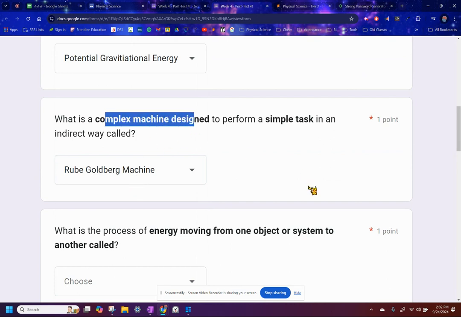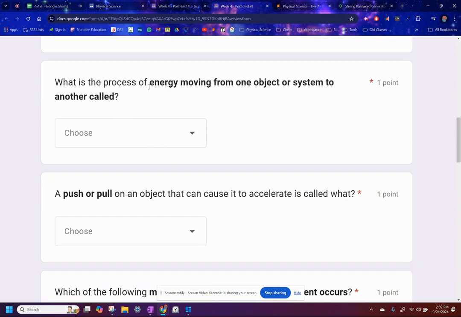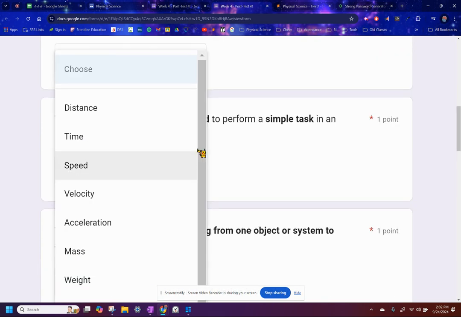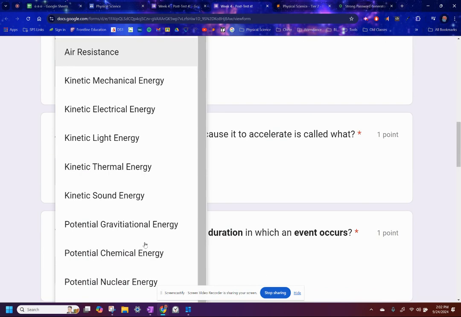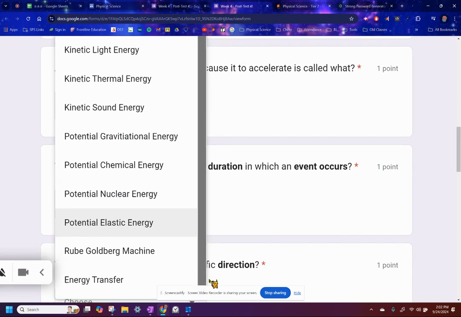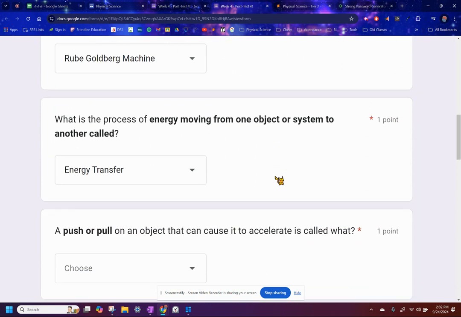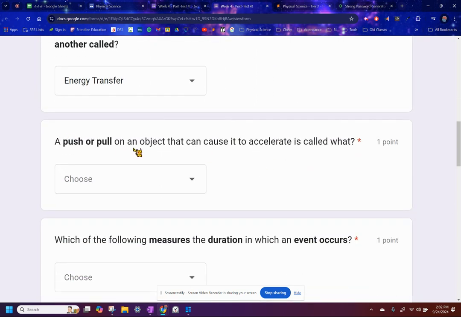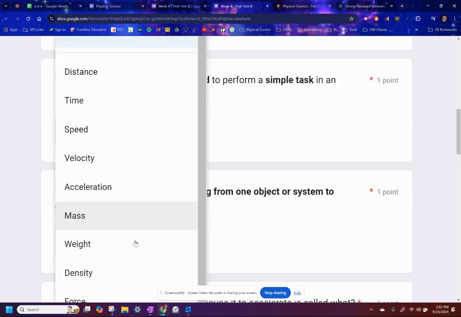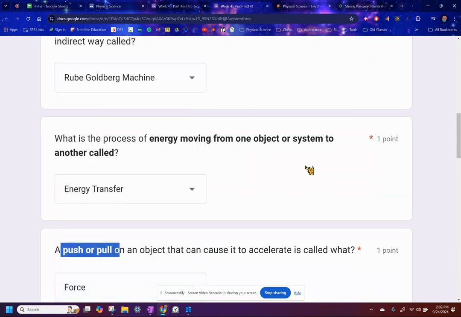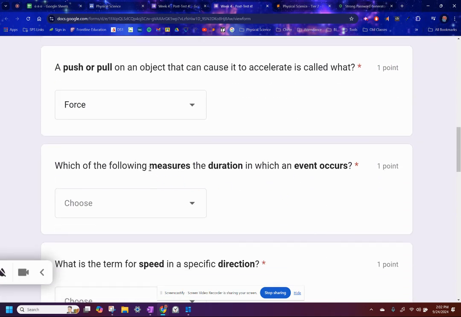Rube Goldberg machine. What is the process of energy moving from one object to another in a system called? Oh, it's called an energy transfer. It's transferring that energy. So do we have that one? There it is. Cool. A push or a pull on an object that can cause it to accelerate is called a what? A push or a pull, that's called a force. Should remember that one from 8th grade.